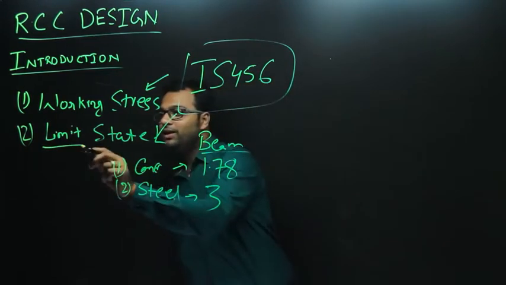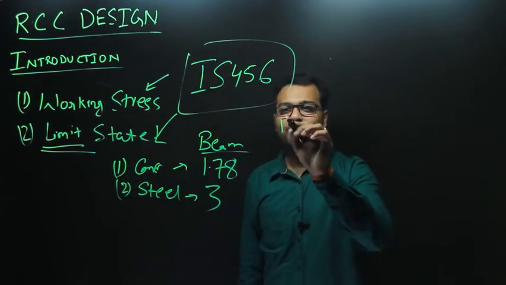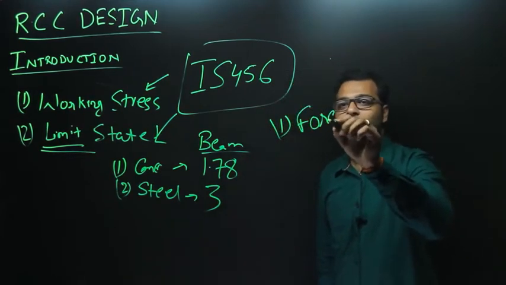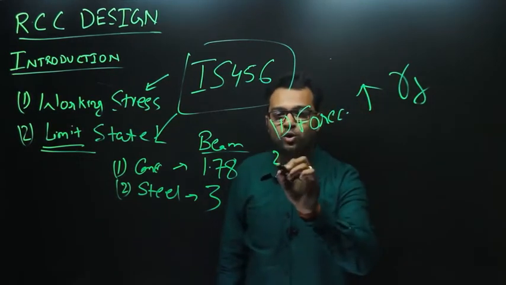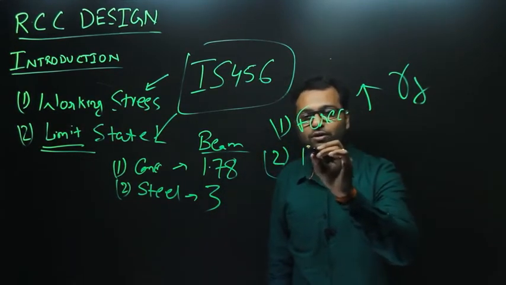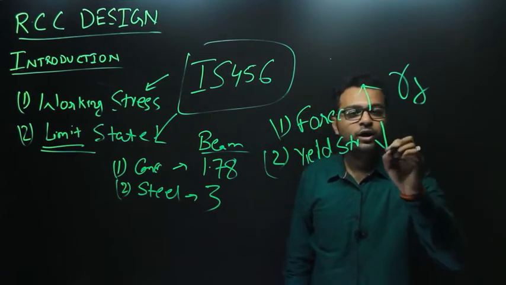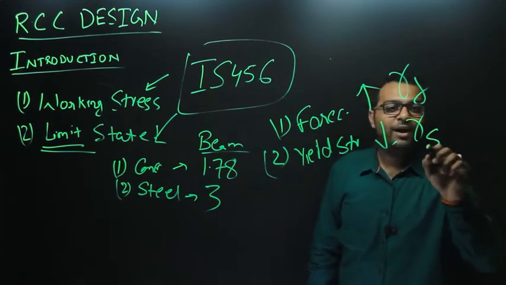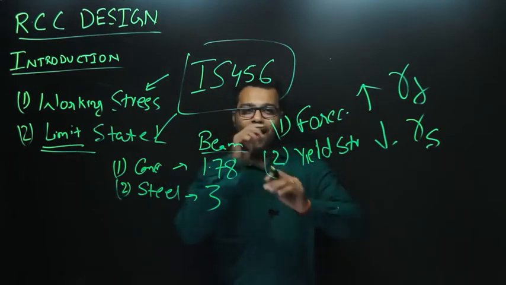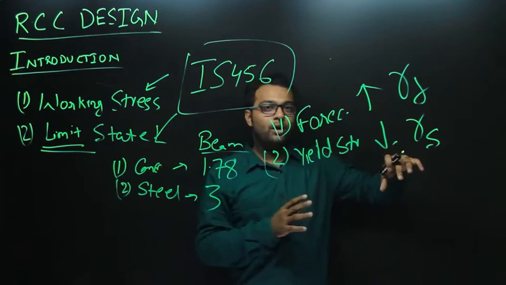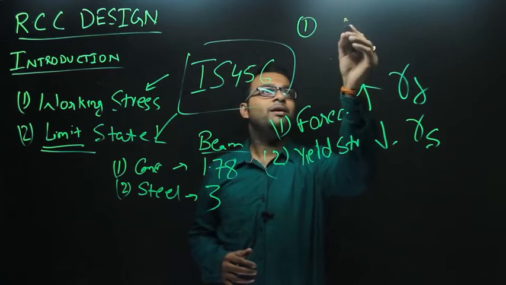In limit state, the word itself says limit. Here, we increase the force also. Whatever force is applied on the member, we increase it by multiplying by a factor, and we also reduce the strength of the material, for example the yield strength, by a factor gamma s. When I say limit state, what I intend is that I go to the limit of failure. Now failure can be of two types. The first one can be collapse.